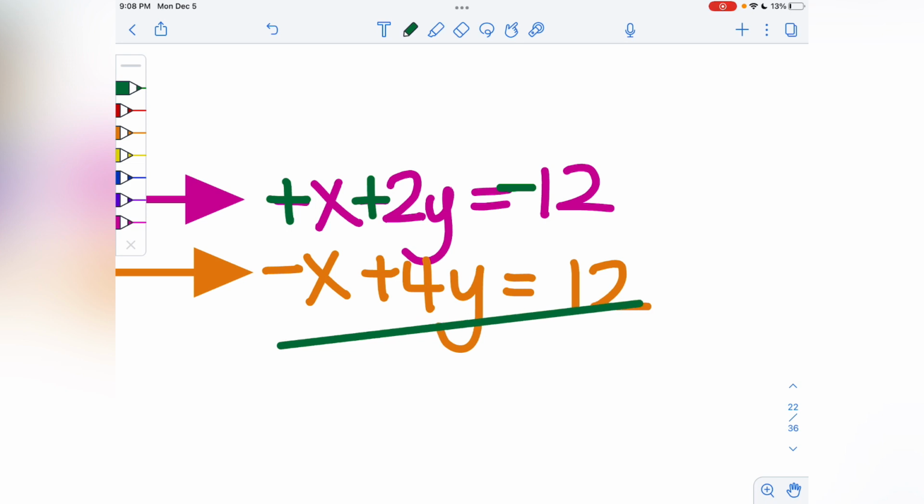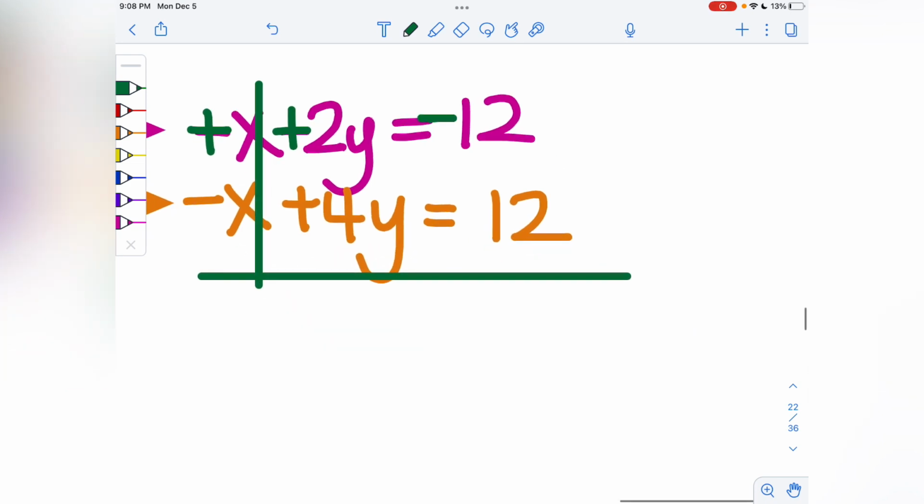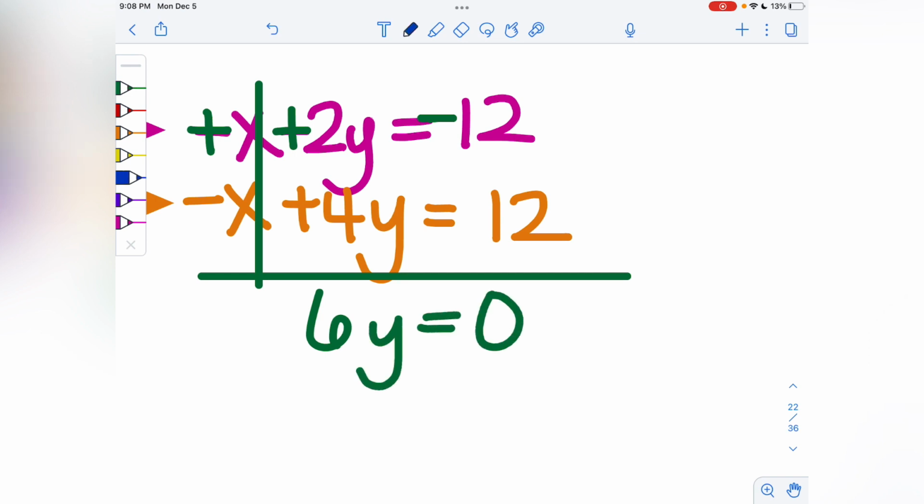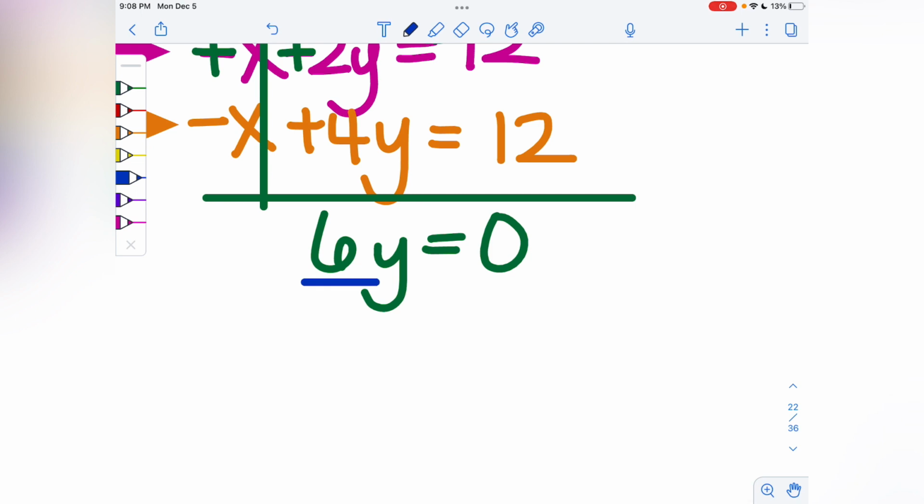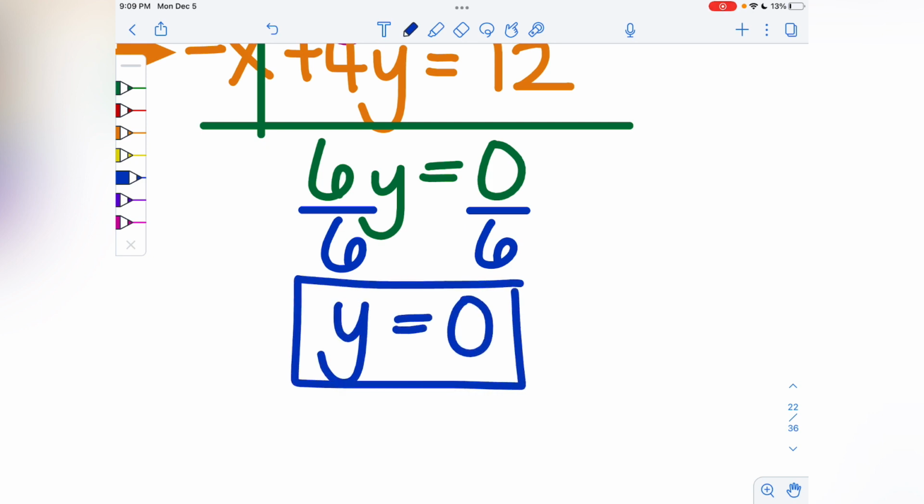And what this does is it allows me to eliminate the x's now. So then I get 6y equals 0. Which is a little weird. A lot of students want to say no solution here, but there is going to be a solution. 0 divided by 6 is 0, and 0 is a numerical answer, so I'm allowed to get it.